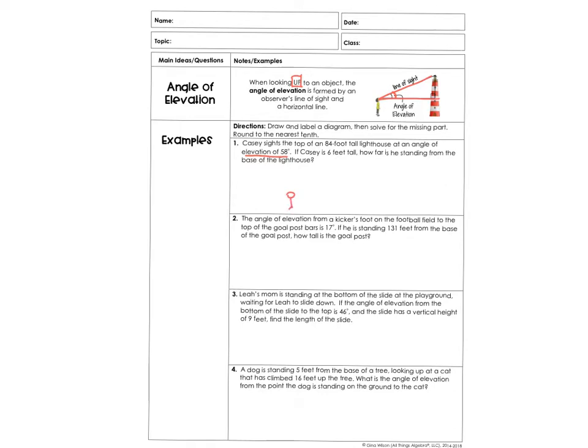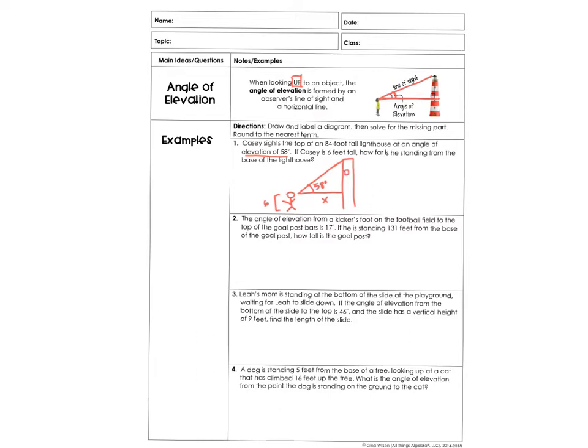Okay, so here's my person. Here's Casey. We have a horizontal line and our line of sight, and the angle of elevation is 58 degrees. If Casey is 6 foot tall, okay, so here's our 6 feet, how far is he standing from the base of the lighthouse? Okay, so this is X. Here's the lighthouse. Okay, looks like a flag, but it's not. This is the lighthouse. Can't you tell? Okay, there's my lighthouse.